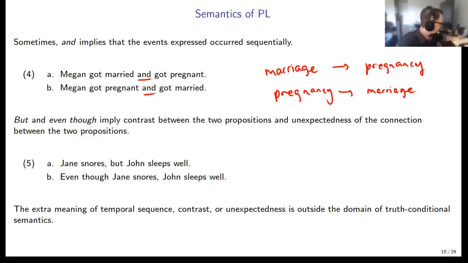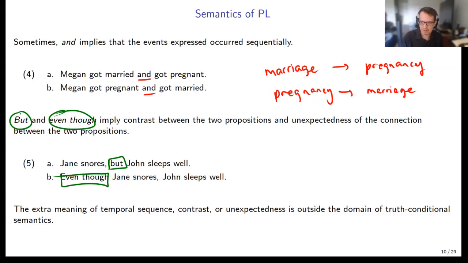We also have cases with words like but and even though. So sentences like Jane snores, but John sleeps well. Even though Jane snores, John sleeps well. These words have contrast to them. Like, it's surprising that Jane snores. Or sorry, it's surprising that John sleeps well, even though Jane snores. And there is contrast to these. If we said Jane snores and John sleeps well, and we compare that with Jane snores but John sleeps well, there is a difference in meaning.